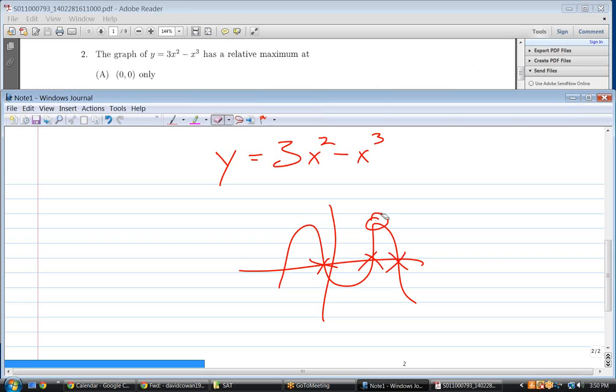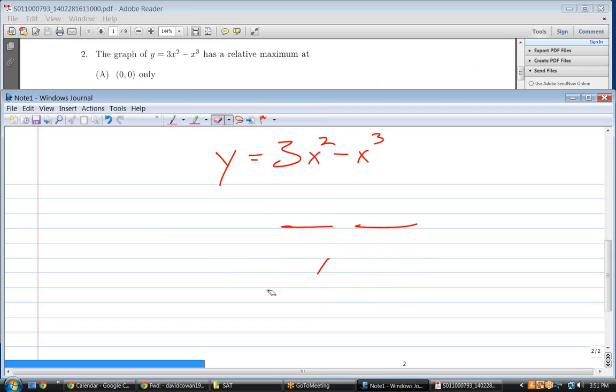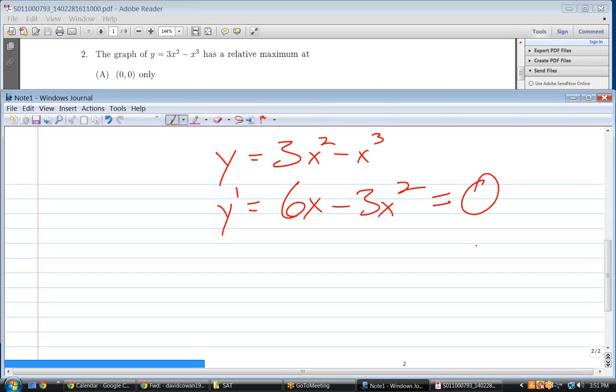And in order to find the maximums of a function, we know that when we take the derivatives, we're looking at slopes, and the slopes at those maximums are always 0. So we take the derivative of the function, we set it equal to 0, and we solve. And that'll tell us where on the x-axis those maximums occur. So what's y prime? 6x minus 3x squared. Set that equal to 0 and solve it.